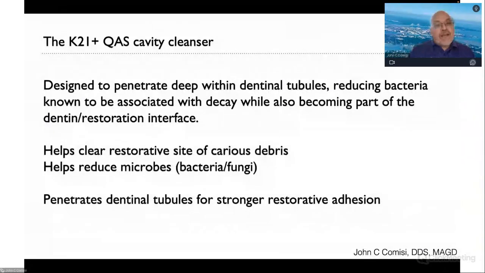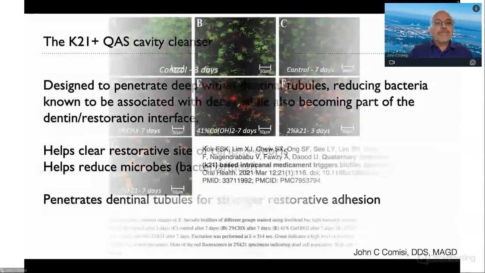So this K21 QAS cavity cleaner has been designed to penetrate deep within the dentinal tubules by reducing the bacteria that we know to be associated with decay and embedded into that dentin as we begin to restore it, and perhaps enable us to cut down on some of that secondary decay or any kind of damage internally. It also helps to clear the restorative site of caries debris and reduces the microbes and, as I said, penetrates deeply into the tubules for a stronger restorative adhesive result as we go forward.